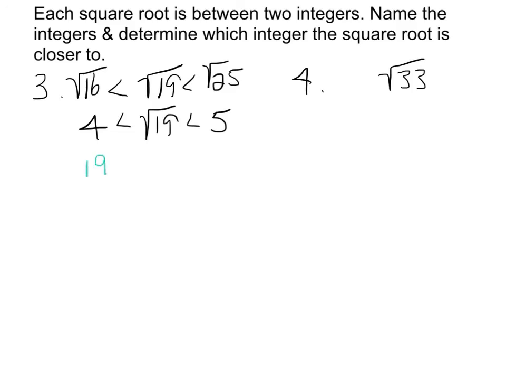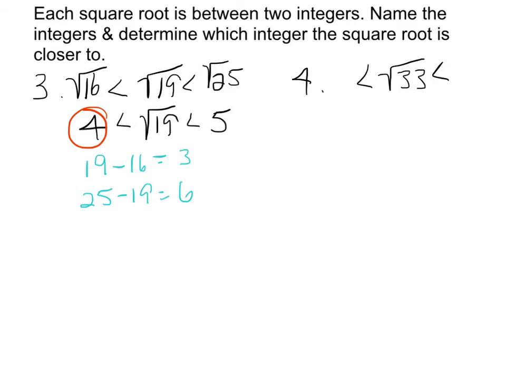You're going to say, okay, what's the difference between 19 and 16? What's the difference between 25 and 19? Okay, so you'll calculate the differences. You can do that in your head. And since 19 is closest to the perfect square of 16, we would then conclude that the square root of 19 is closest to 4. All right, I'll do another one with you and then you're going to be on your own.